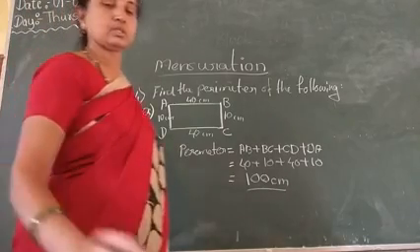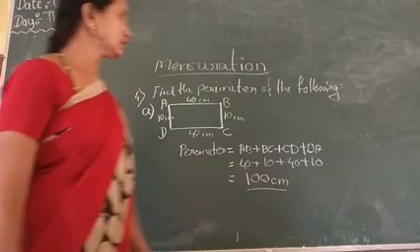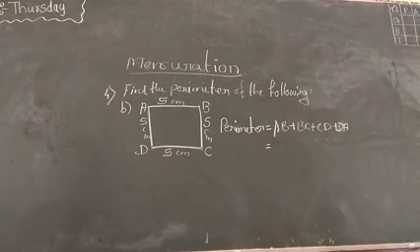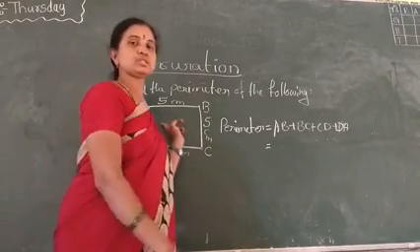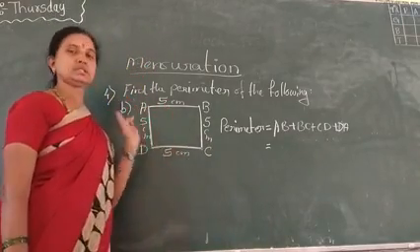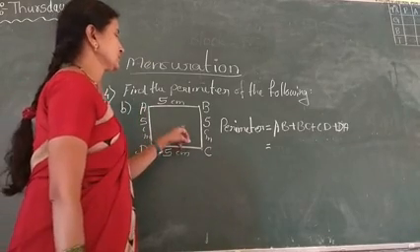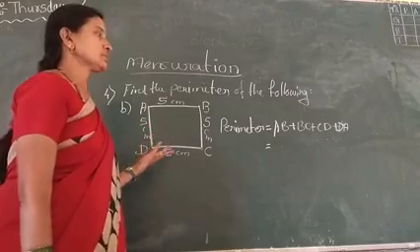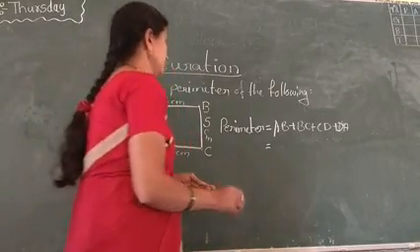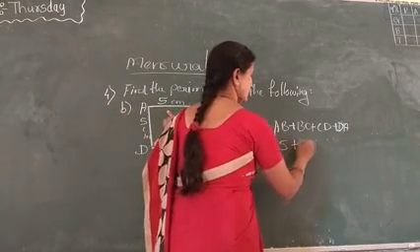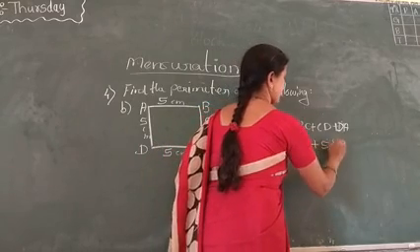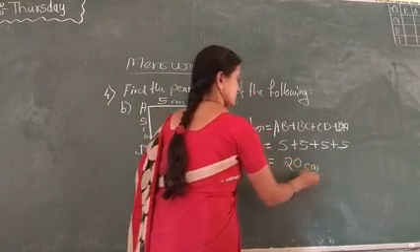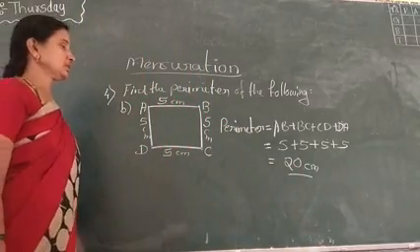So let us find out the perimeter of a square. Question number B. Find the perimeter of the given square. This is the square. It has all four sides of equal length. The perimeter of the square is equal to AB plus BC plus CD plus DA. Simply it is the sum of all the lengths of the sides. So let us write the measurements: 5, all the sides are equal, 5 plus 5 plus 5 plus 5. So the sum is 20 centimeters. This is the perimeter of the given square.